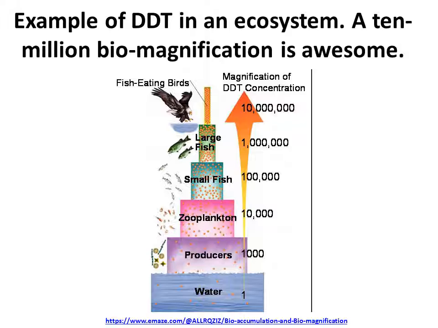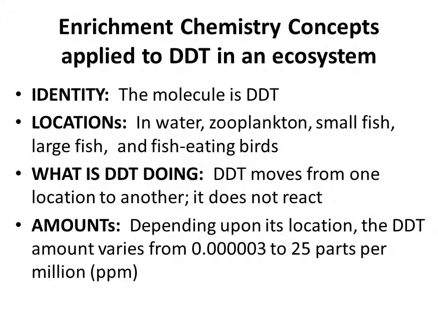By the way, note that DDT is not reacting at any of these levels. It is highly unreactive. It stays in ecosystems for a long time, and all it does, at least here, is move from one location to another. And in this image, you can observe that there are 1, 2, 3, 4, 5, 6 different locations. This is an example of what I mean, that a single selected molecule like DDT can be present in multiple locations in nature. And that, in my opinion, is chemical engineering, which is part of enrichment chemistry.